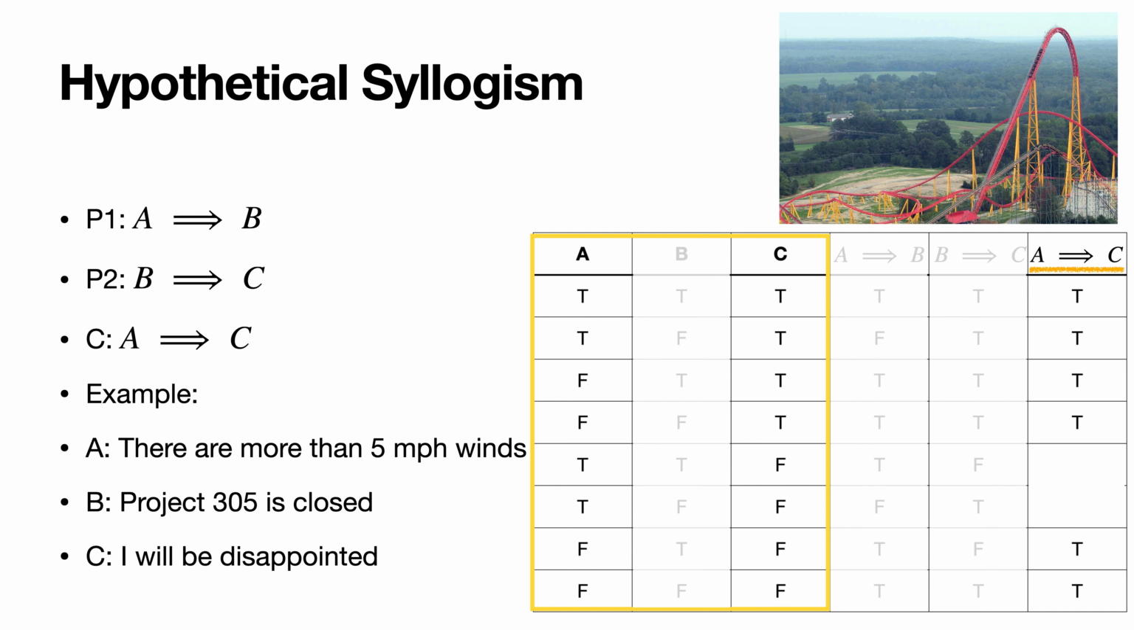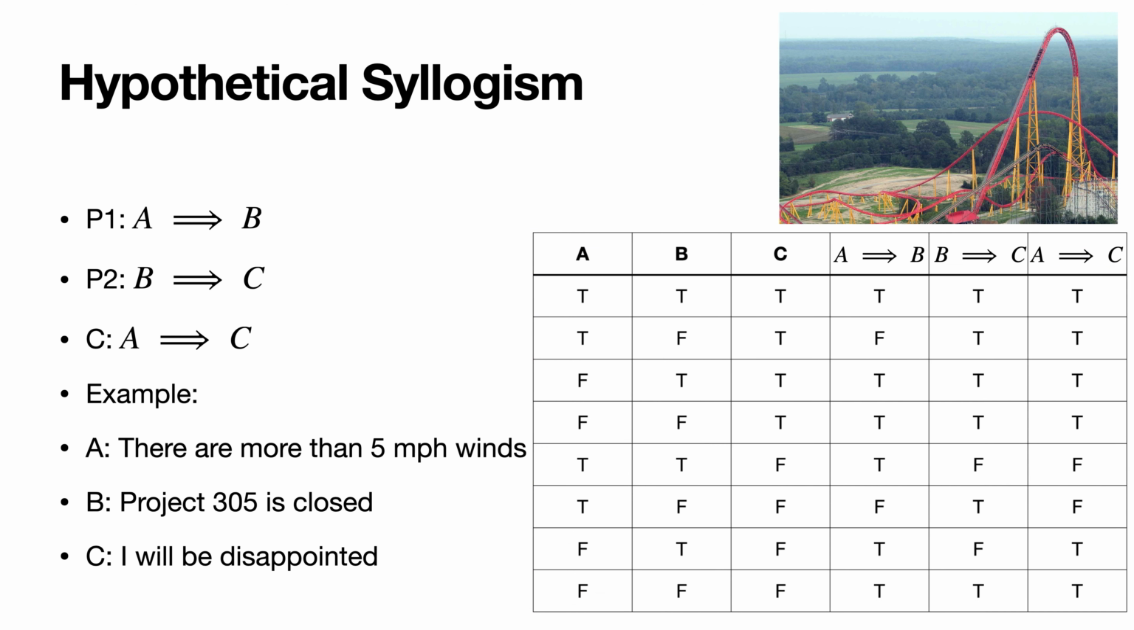And once again, when A implies C, remember it's false when A is true and C is false. So we're going to put a false for these 2 rows. Now let's go ahead and look at the conjunction of our 2 premises and see if the conclusion logically follows.